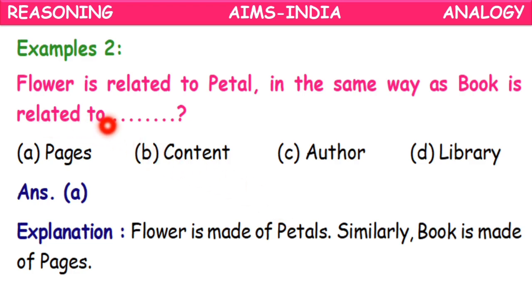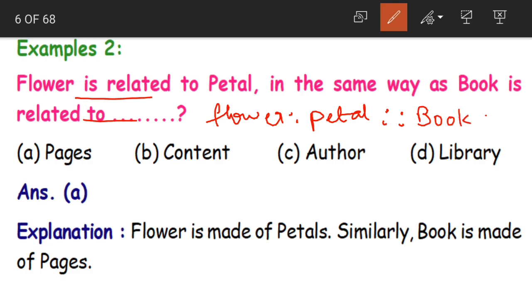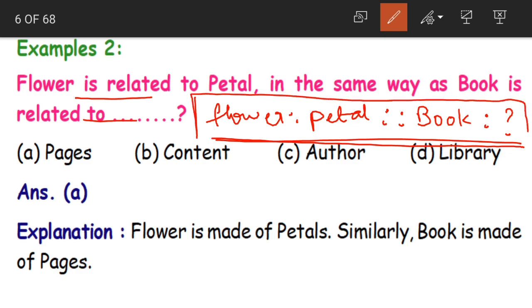Next, another example. Flowers is related to petal in the same way as book is related to dash. See, what is a flower? If we write this in the form of a sentence, flower is to petal as book is to dash. This can be the other way of asking this question. The question can be asked like this or in the form of a complete sentence like this. Now if you understand the relation between the first pair, that is flower and petal. What is the relation, children?